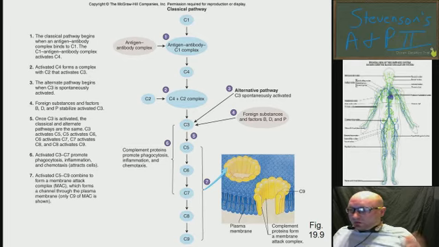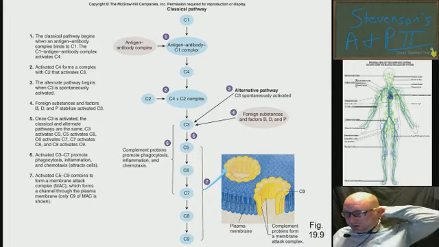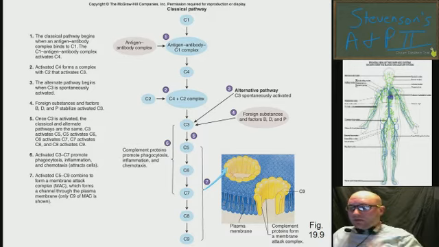Foreign substance and factors B, D, and P will then stabilize the activated complement 3. Once complement 3 is activated, the classical and alternative pathways are then the same. So the pathway from C3 on is the same as the alternative pathway. They start off differently, but the complement pathways end up with the same activation levels once they've reached complement 3 activation.